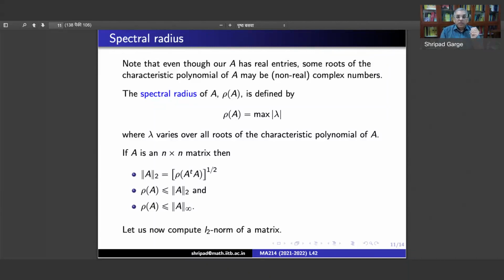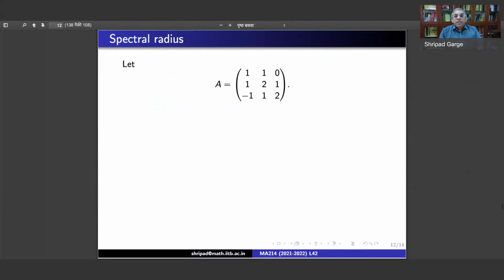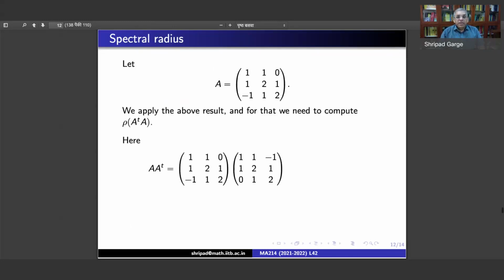Let's do one computation of an L2 norm. Take the matrix A, which is 1, 1, 0, 1, 2, 1, minus 1, 1, 2. It's not a symmetric matrix, but we compute A transpose A. What happens is that A transpose and A transpose A are related to each other, and their eigenvalues will be the same. So this is the matrix 3, 2, minus 1, 2, 6, 4, minus 1, 4, 5. That has to be a symmetric matrix.